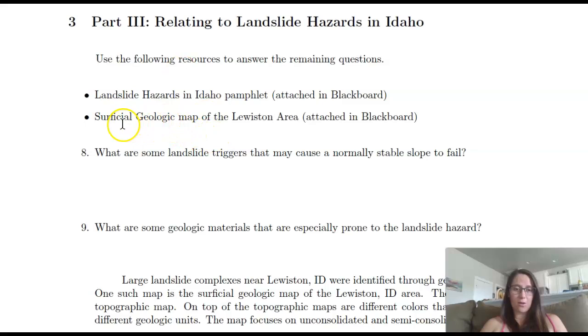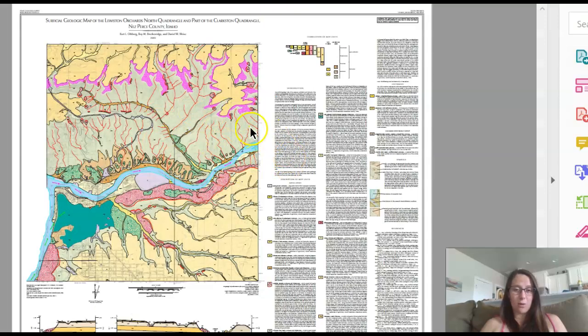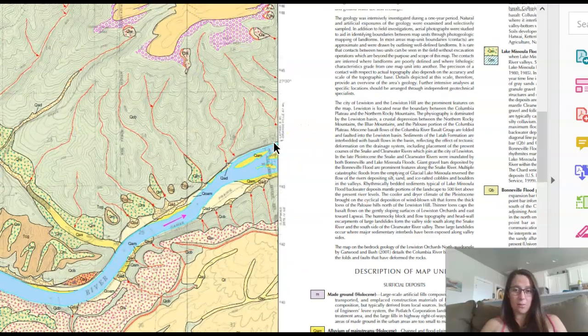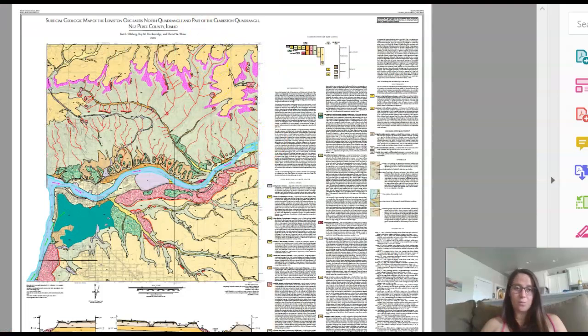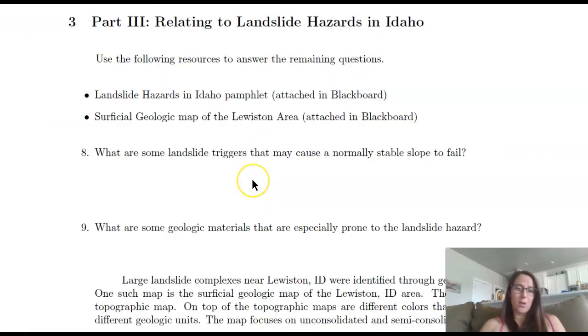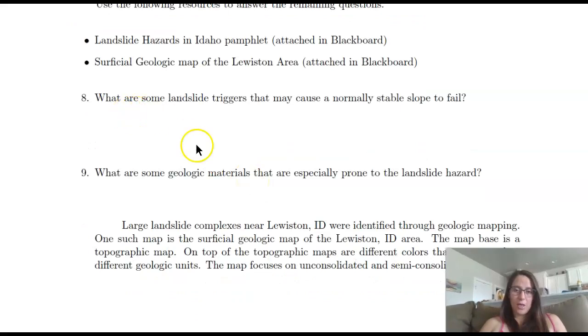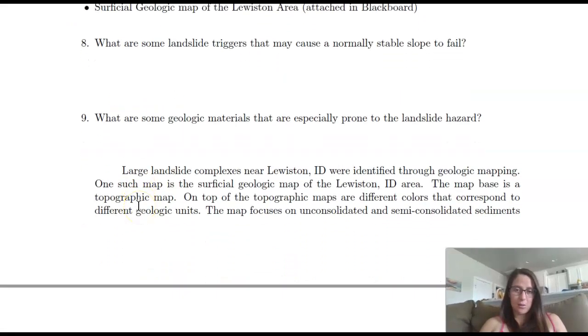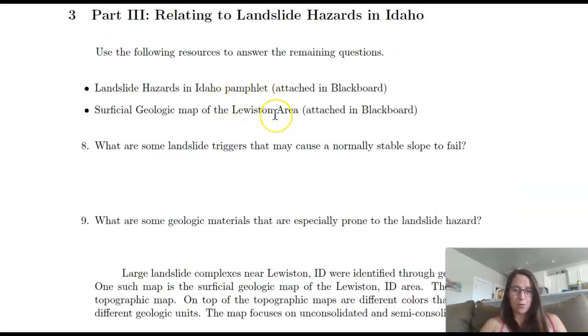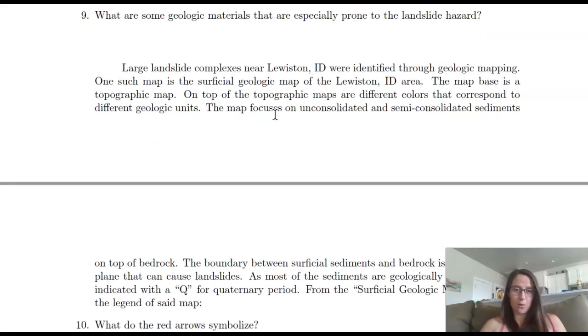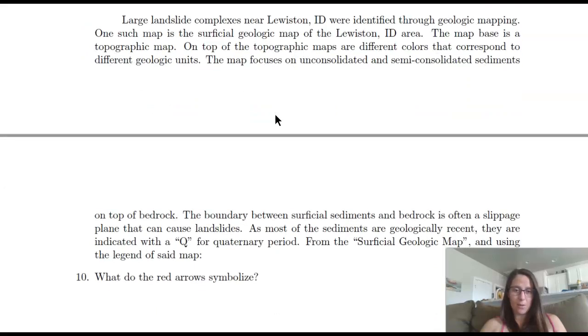And then the second one is the Surficial Geologic Map of the Lewiston area, which is also attached on Blackboard. I recommend that you do not print this map because it's going to be tiny, but that you manipulate it on a PDF and just zoom in and out as you need to, just like I'm doing. It's going to be much, much easier. Okay, so questions 8 and 9, you basically get from the pamphlet. So I'm going to go ahead and let you read through those and answer that accordingly.